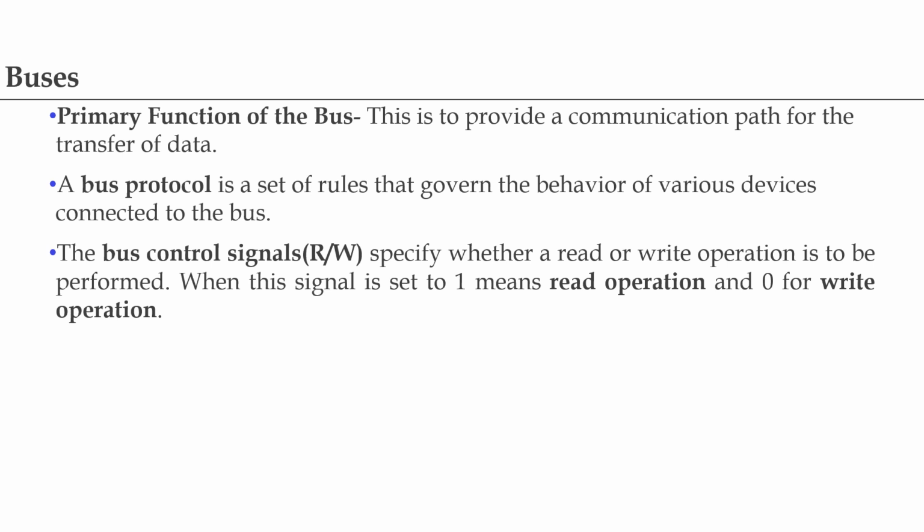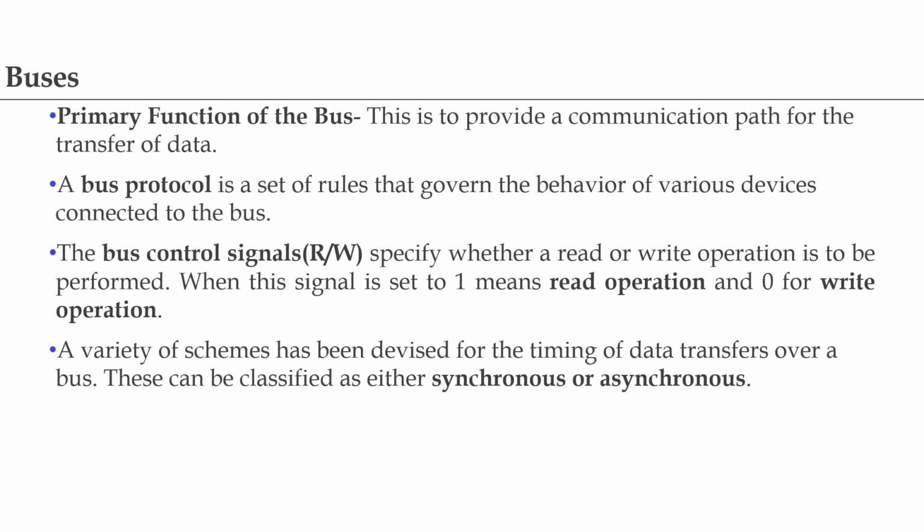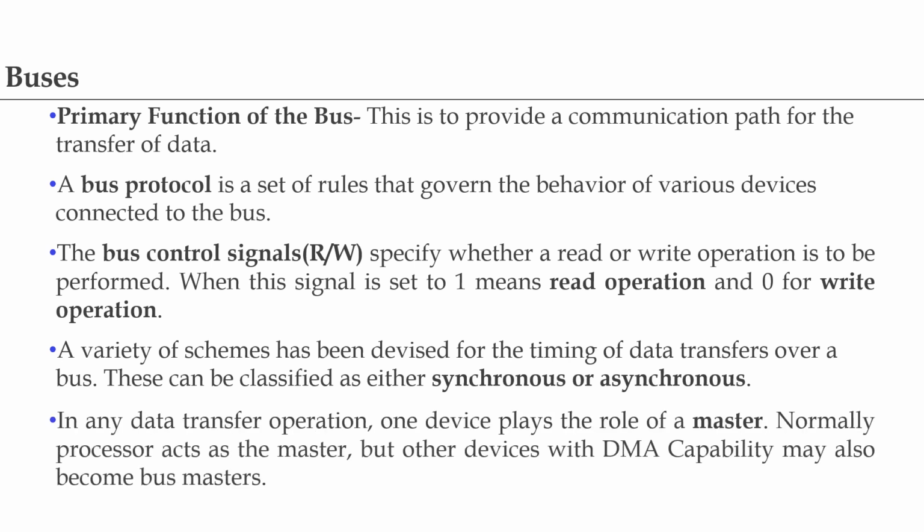One important control signal is the read-write signal. When the signal is set to 1, the bus performs a read operation to get data. When it is set to 0, the bus performs a write operation to send the data. Bus control signals also carry important timing information. This specifies when the processor and the input-output devices can send or receive the data on the bus. There are different ways to handle the timing of data transfers, which can be classified as synchronous or asynchronous.